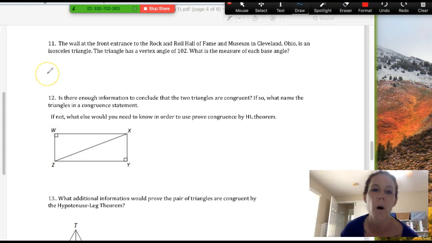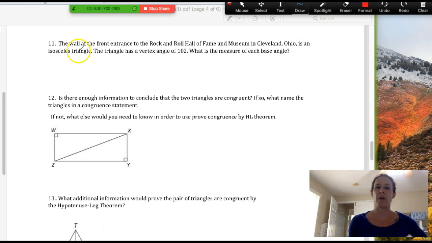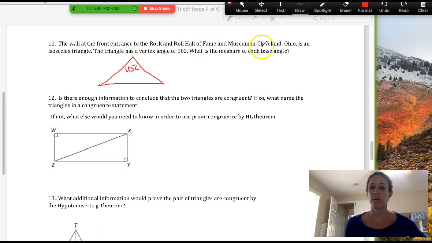Okay, number 11, the wall at the front entrance to the Rock and Roll Hall of Fame Museum in Cleveland, Ohio is an isosceles triangle. The triangle has a vertex of 102. So draw yourself a triangle, an isosceles triangle. If it has a vertex, which would be the top point, of 102, we need to find the measure of the base angles. So this angle and this angle. Now if it's isosceles and the vertex is 102, you know the base angles are going to be congruent.